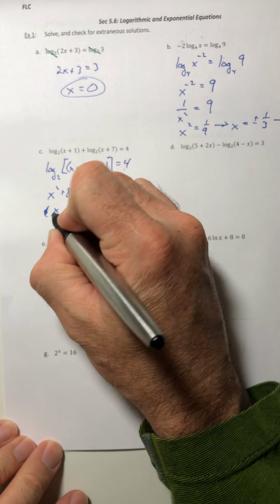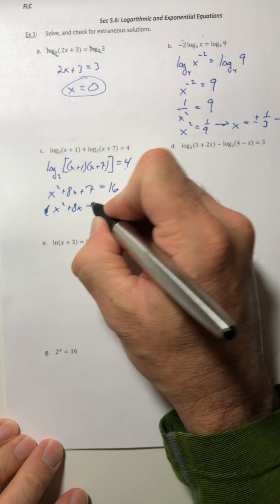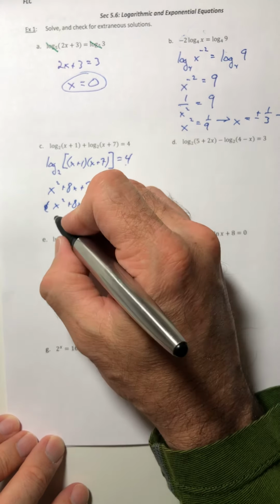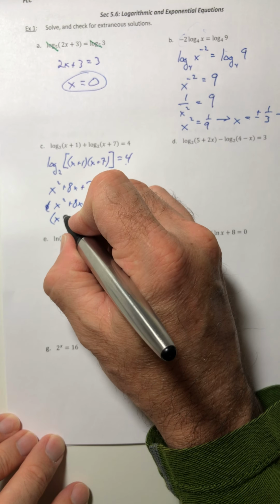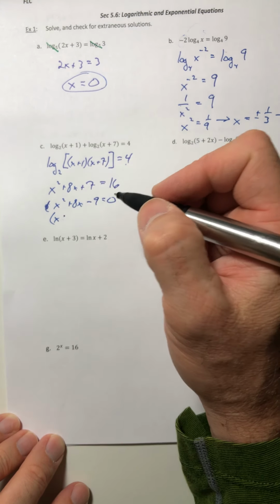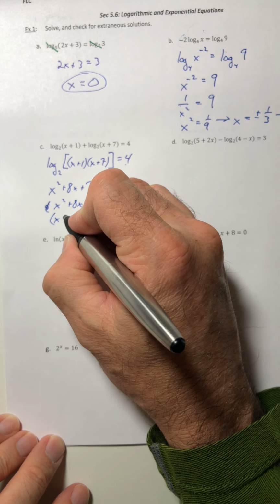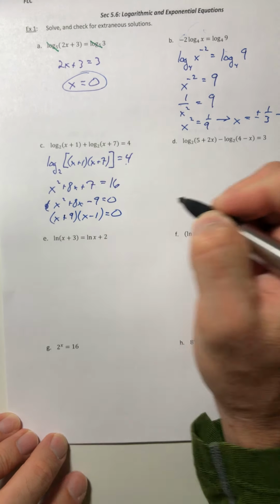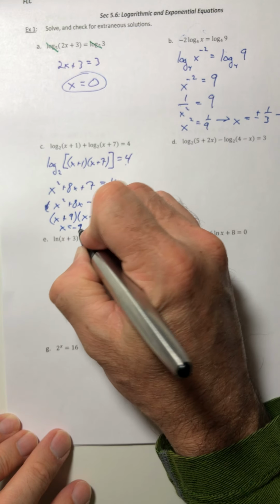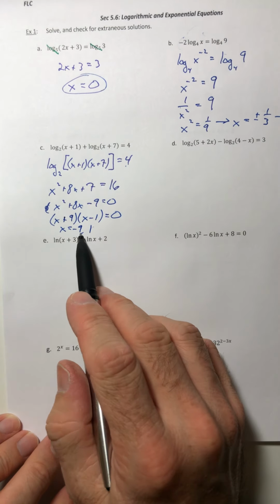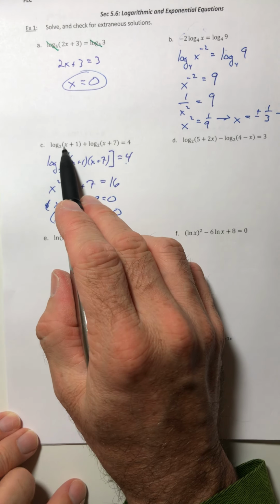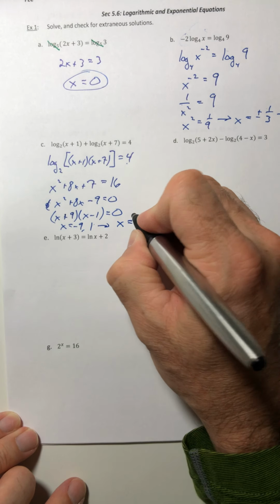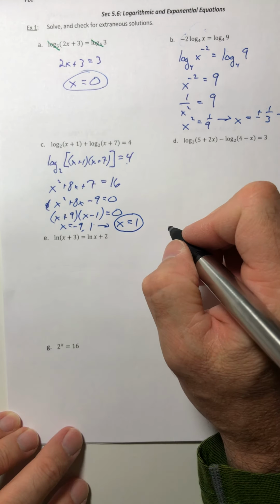Well, now it's quadratic. So, oops, set it to 0 and use any method to solve it. With this one, let's go ahead and factor. So x plus 9 and x minus 1. So x is going to equal negative 9 and 1. So I have to check them. If I use that negative 9, in here or in here, it gives me a negative result, so I've got to toss it out. So I can only keep the positive 1.